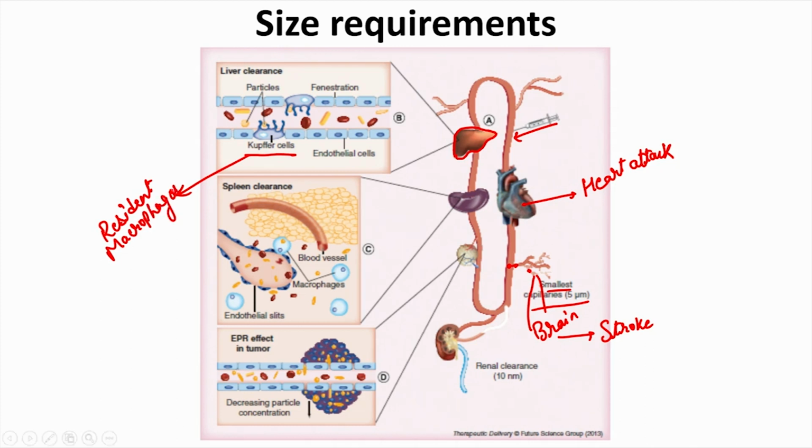So these resident macrophages keep on sampling whatever is flowing. If there are just blood cells or our body's own cells, these do not really do anything, but when they find any foreign particle or pathogen flowing through, they will engulf it and try to kill it. So that is one place where you lose quite a lot of your particles.